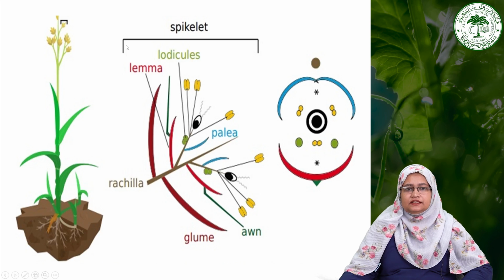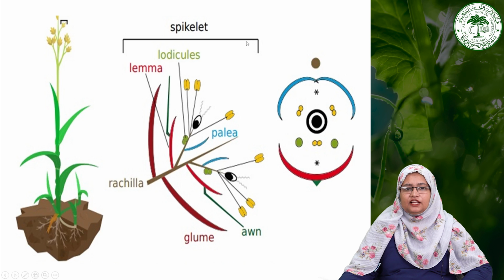This slide shows all the characteristics of the family Poaceae. As you can see here, the plants have a herbaceous habit, the leaves have a two-rank system, and the stem is subtended by an inflorescence, that is a spikelet.